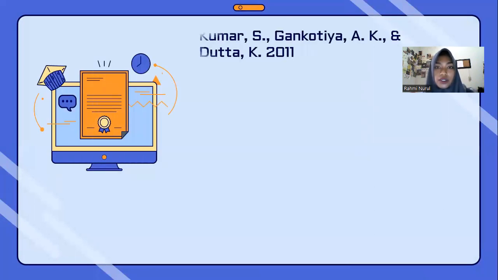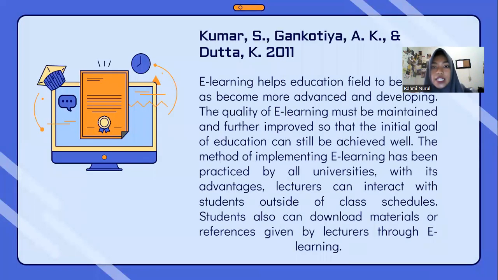Next, we have Kumar and friends. They're talking about e-learning. E-learning helps the education field to be more advanced and developing, because the quality of learning must be maintained and further improved, so that the initial goal of education can still be achieved well. Actually, e-learning has been practiced by all universities with a lot of advantages. For example, lecturers can interact with students outside of class schedules, and students can also download materials or references given by lecturers through e-learning.